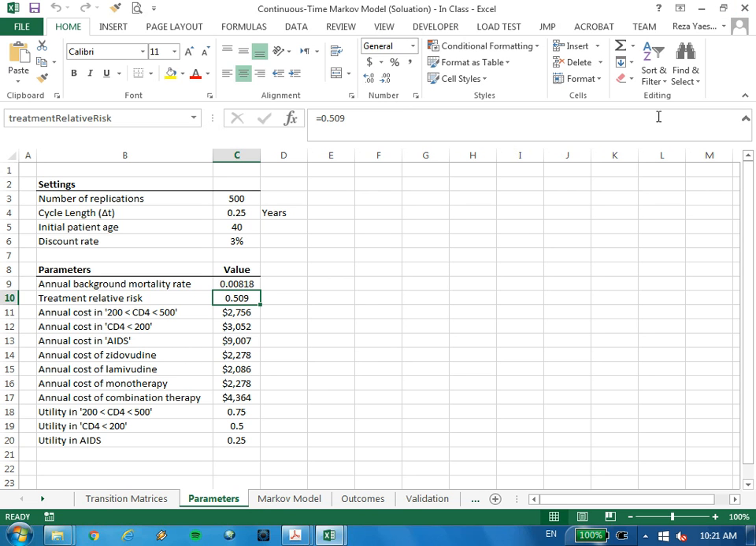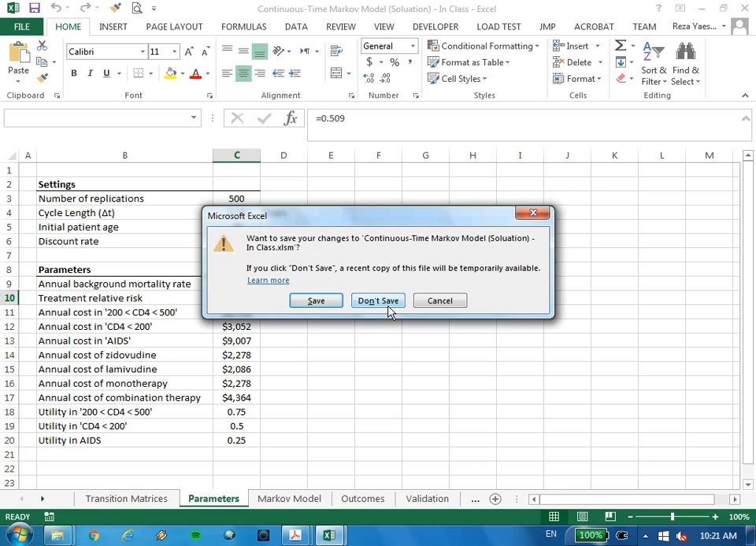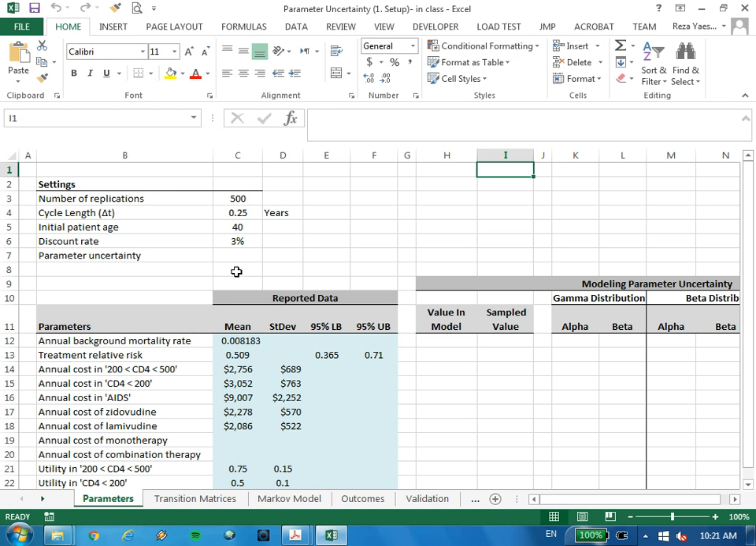So let's open the first part of the lab. The parameter uncertainty part 1 is the setup.